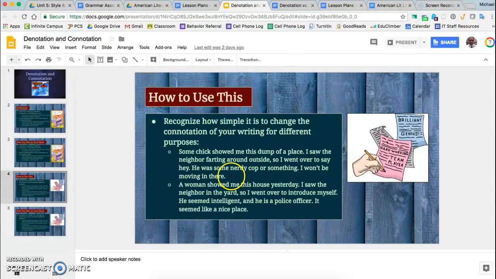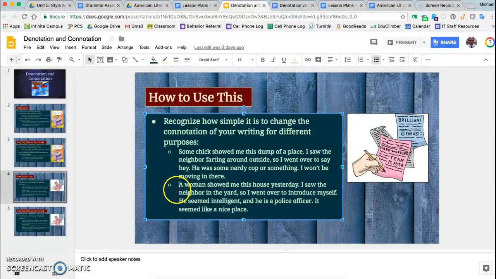But either way, this is a very disrespectful kind of tone. A lot of terms in here have a negative connotation like chick, dump, farting around. Saying hey is really casual, so it's a little more negative than what you'll see down here. Calling him nerdy, calling him a cop instead of an officer, that type of thing.